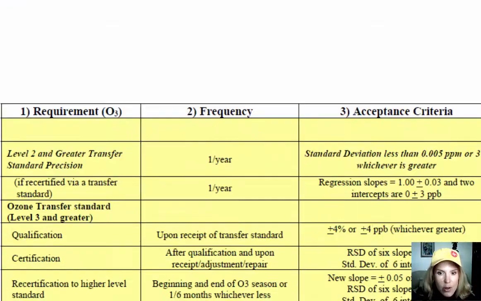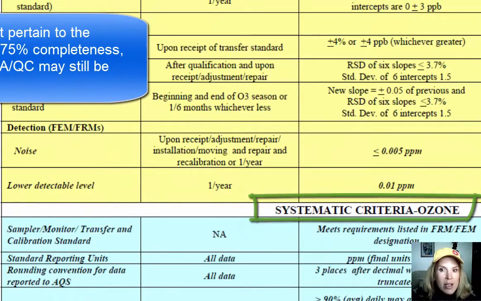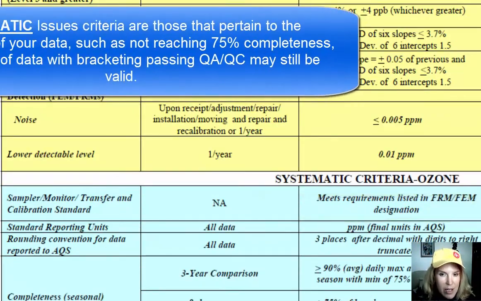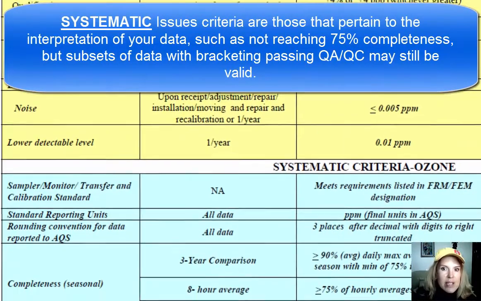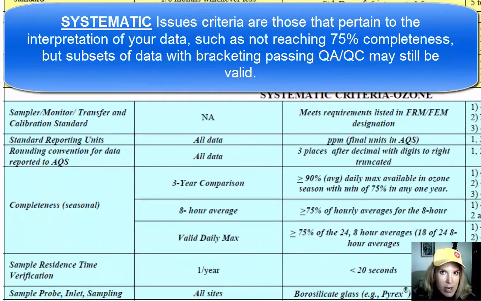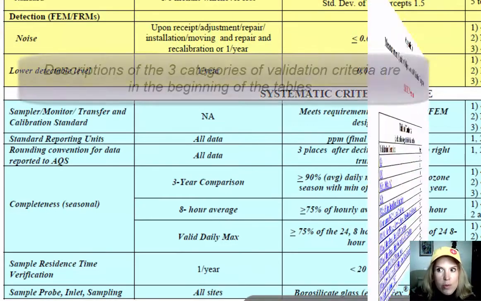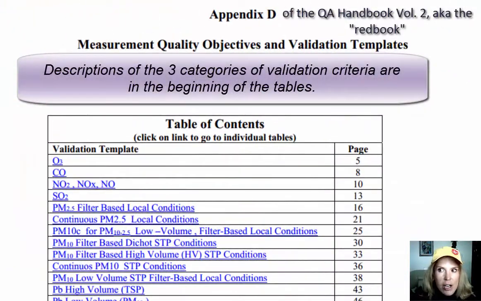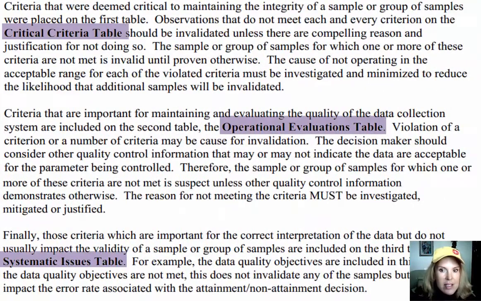And then the 3rd category are the systematic criteria, and if the systematic criteria are not met, that means that perhaps that whole data set is not valid for comparing against the NAAQS, but individual records or portions of the data may be valid. The description of what these categories are comes at the beginning of this.